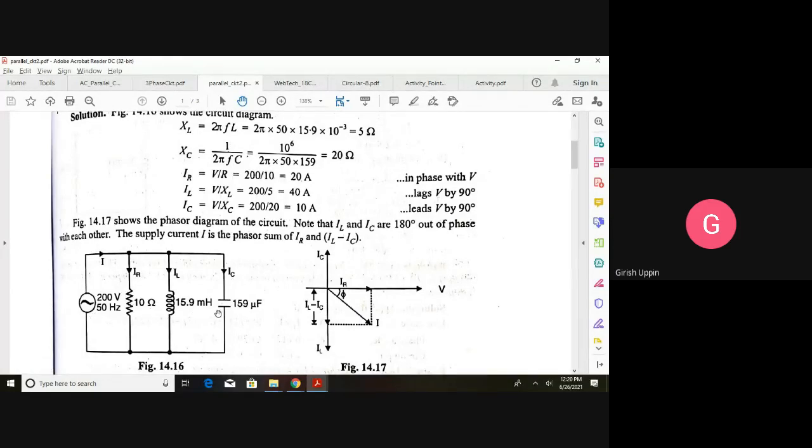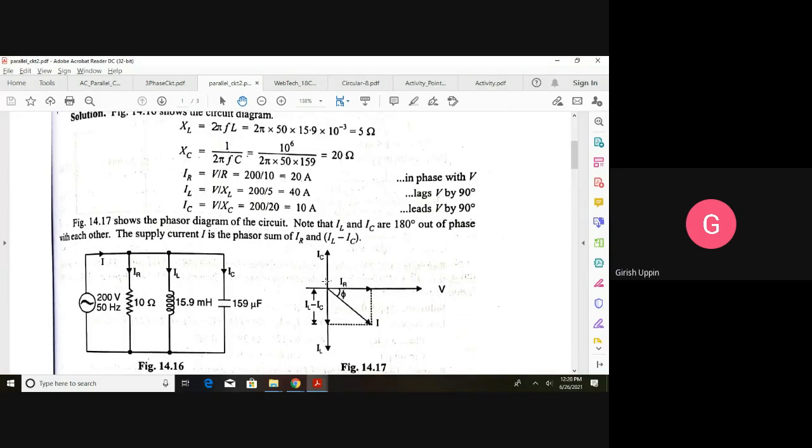Then resistance is given. So they are connected across 200 volt. So this is IR, IL, IC. We definitely know the relation between the applied voltage and the individual currents. So applied voltage, take it on the x-axis, IR would be in phase with the voltage, then IL will lag the voltage by 90°, IC will lead the voltage by 90°.